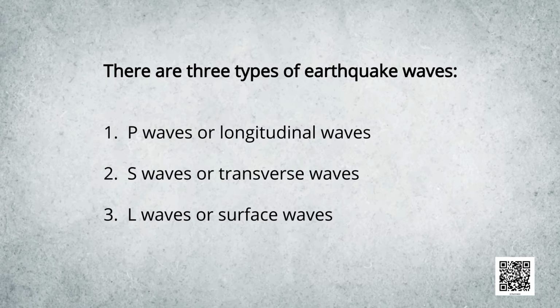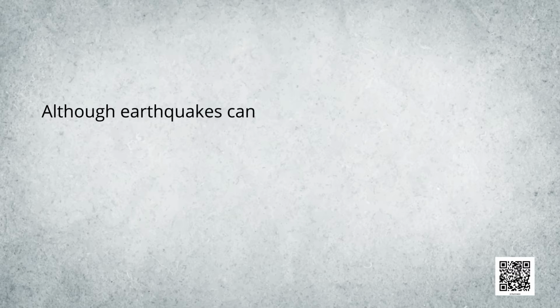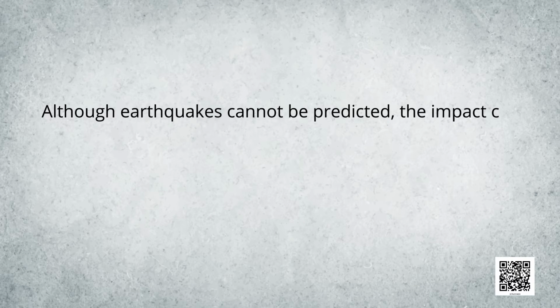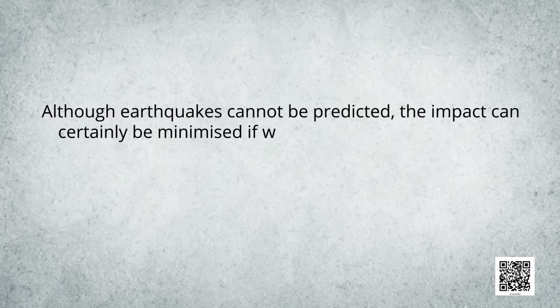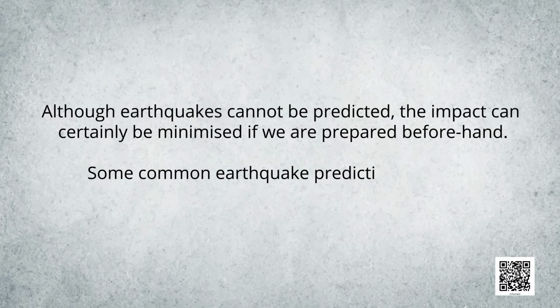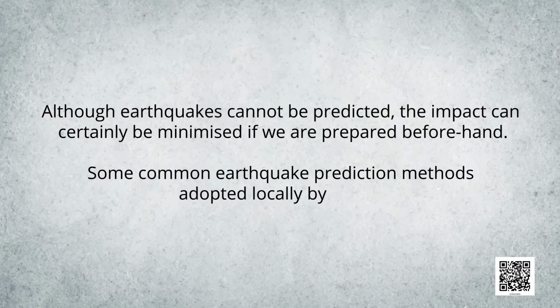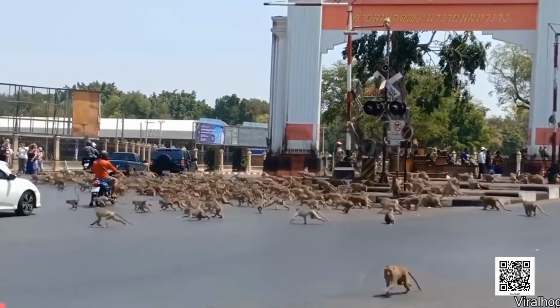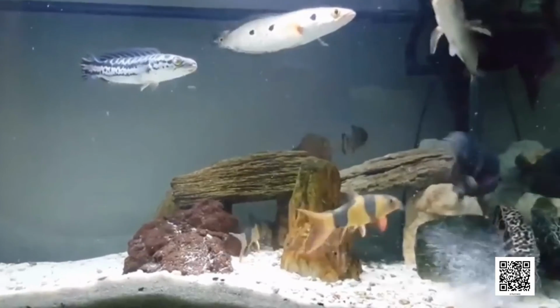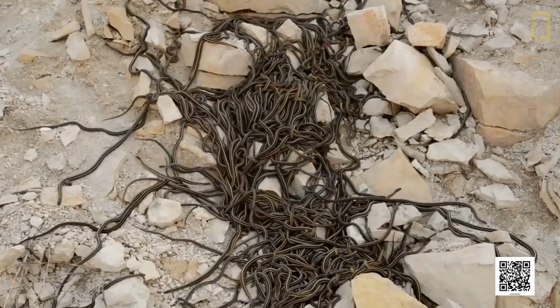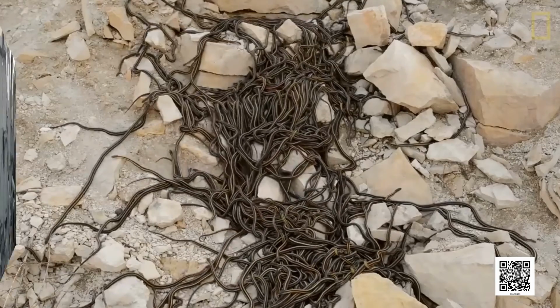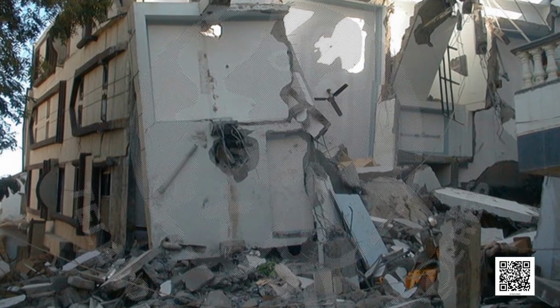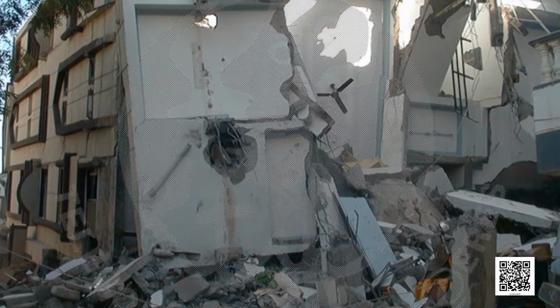Okay, now my dear children, let me tell you. Although earthquakes cannot be predicted, the impact can certainly be minimized if we prepare beforehand. Some common earthquake prediction methods are adopted locally by people actually studying animal behavior. Fish in the ponds get agitated. Snakes come to the surface. Look at this picture. The destruction is caused by an earthquake in Gujarat.